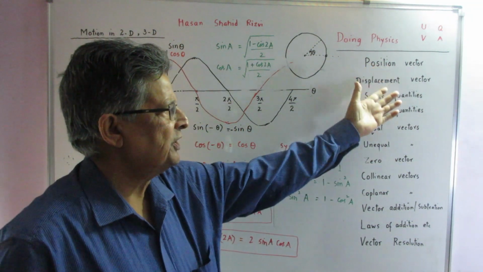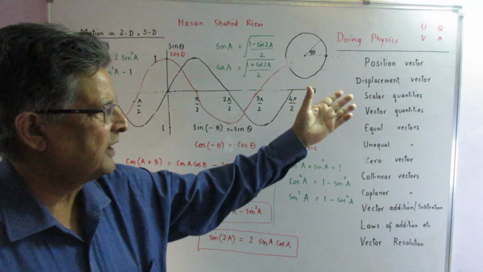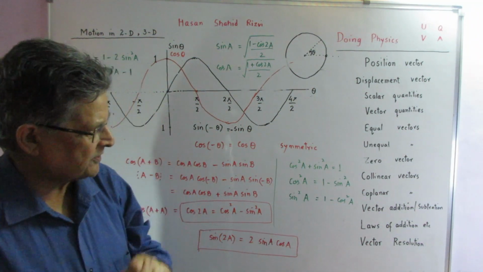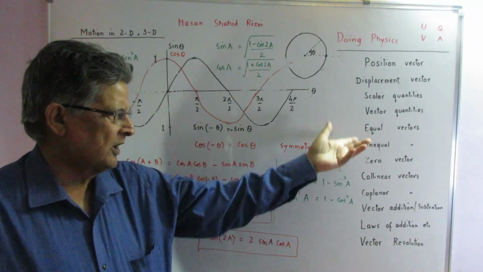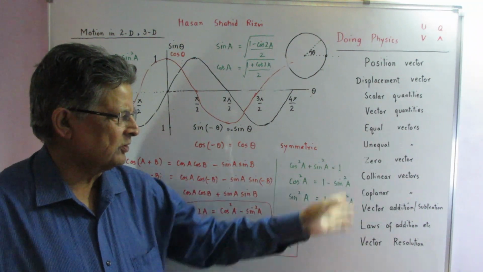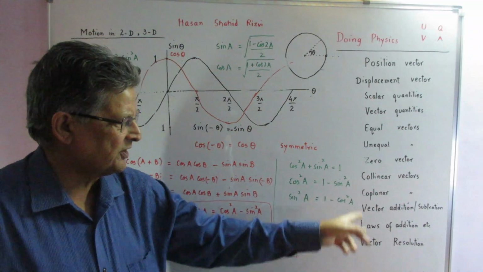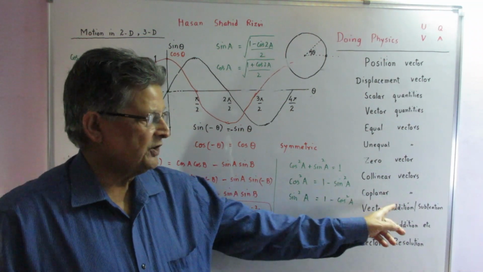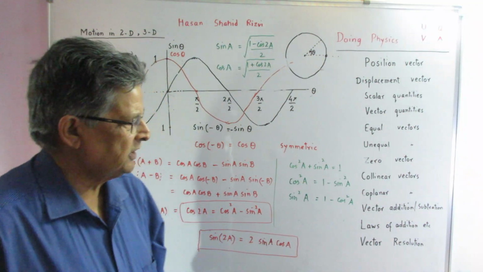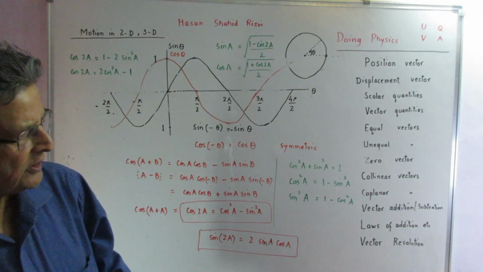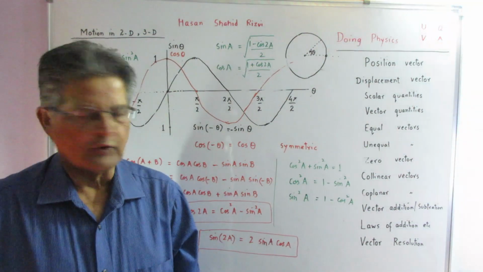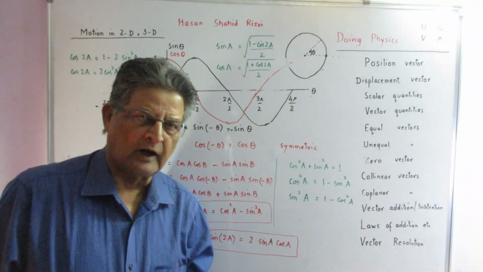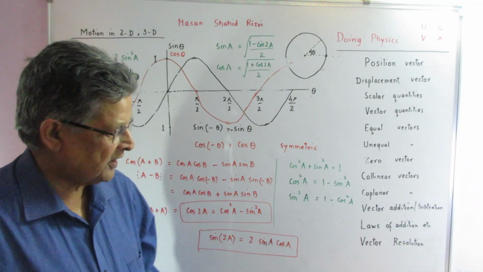go to position and displacement vectors, scalar and vector quantities, representation of vector quantities, equal and unequal vectors, zero vector, collinear vectors, coplanar vectors in the same plane, and then vector addition and subtraction using the tail to head method and also the law of parallelogram of forces. These laws, some triangle laws of forces, polygon laws of forces, etc.